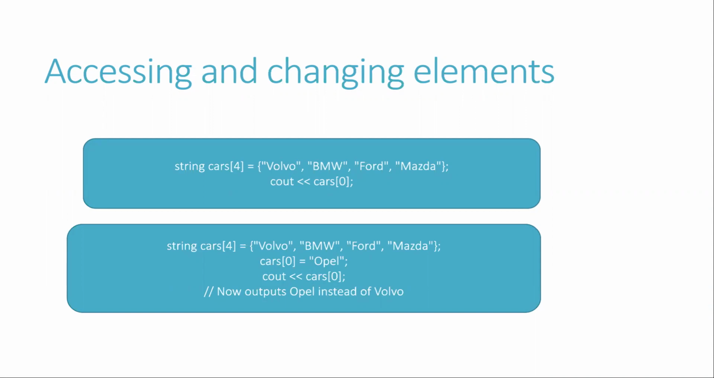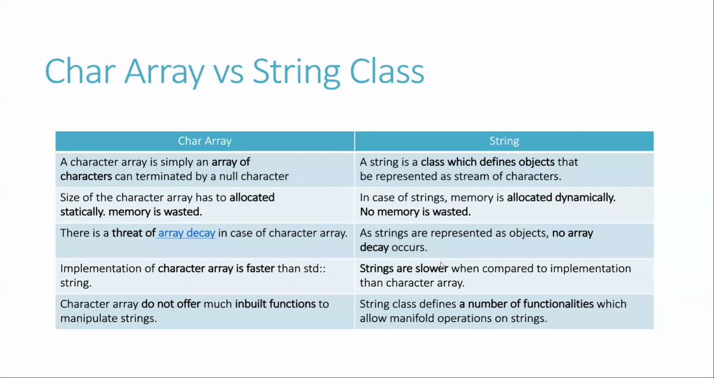So that we can do, I think you know the concept. It is a very simple one. So card 0 is this one, card 1, card 2, card 3, and we can change the value as well. So card 0 is the Volvo. So then we can reassign, re-declare, or reinitialize the value, that is Opel. So when we print this array, we get Opel, BMW, Ford, Mazda. So now this is the concept, character array versus string class.